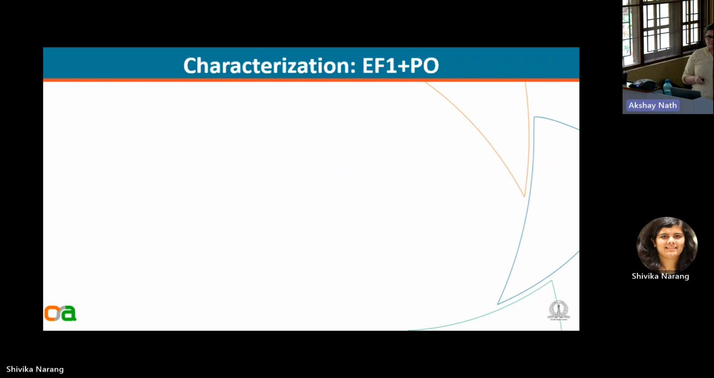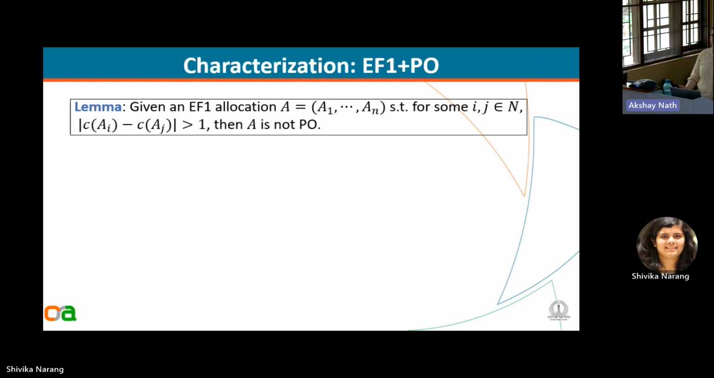So the next important thing we do is give a characterization for when EF1 and PO exists. I will not go into the proof, but I'll give you the highlights of the ideas. What we first prove is that if I give you an EF1 allocation, where the difference in the cost of two agents is more than one, then it cannot be Pareto optimal. So you get a bunch of cases, and in each case, you will get a Pareto dominating allocation. The proof is interesting, but I'm not going over it right now. Based on this lemma, what I can show is that anything that is EF1 and PO, when it exists, must be Leximin optimal. And then from what we just discussed, it must be MMS and PO, right?